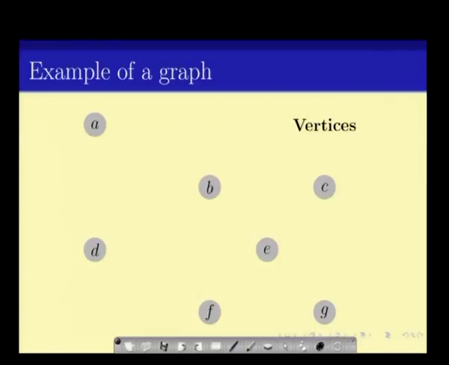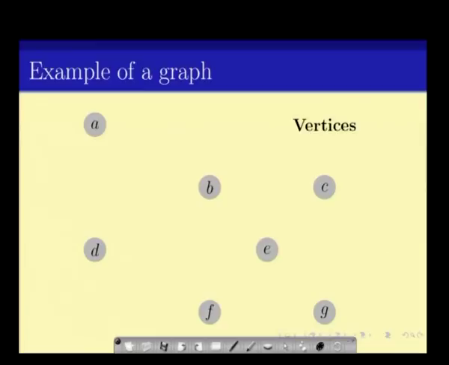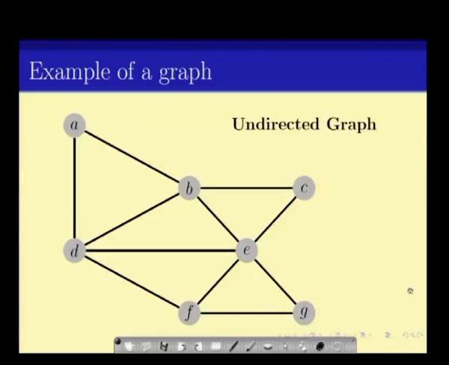Now, what are the edges? Edges are relationships between these vertices. So, for example, if somebody says that there is an edge from A to B, or rather if (A, B) is an element in the set of edges, then we will draw a line between A and B. Similarly, if (A, D) is an element in the set of edges, then we will draw a line between A and D, and so on. So, we can have something like this.